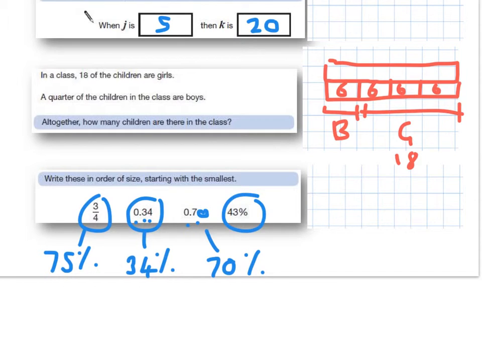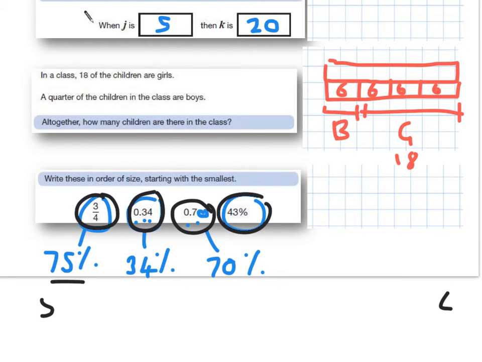So then we can write our numbers out in order of size. Now it's very important when we do this that we start with the smallest over here and the largest over here, and also that we write the original amount rather than our converted amount. So once you've worked out which order the percentages go in, write the original amount. The original, whether it's a fraction or whether it's a decimal, underneath.